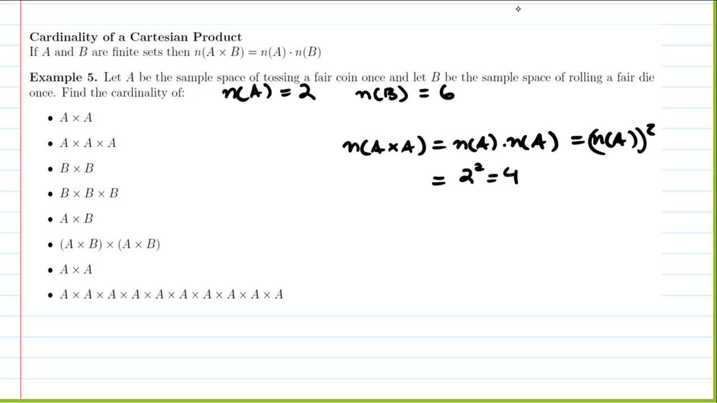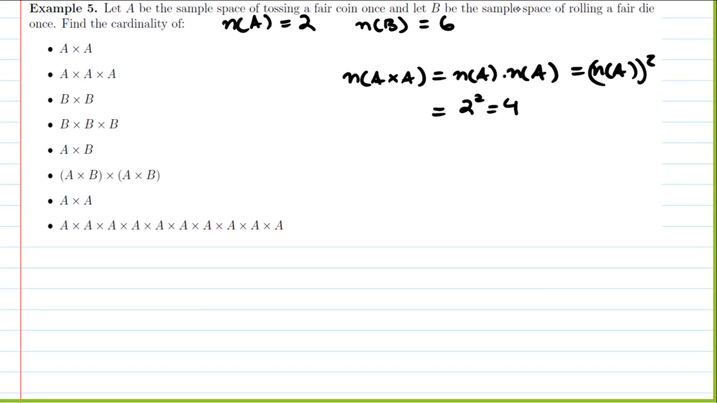Right? Because head, tails, head, tails. You're going to have 4 elements in your table. So it's not multiply times 2, it's squared. Well, you got to multiply them by each other. In this case, anything times itself is going to be squared. Keep watching. Okay, what is A cross A cross A?